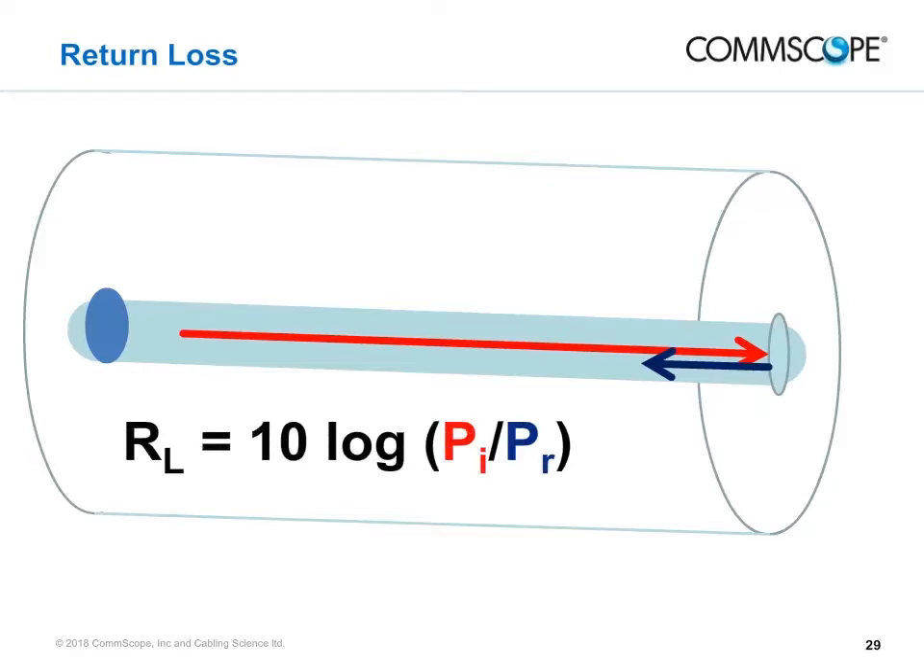Return loss is a measure of the incident power that is reflected back toward the opposite end of a cable from a termination or other discontinuity in the characteristic impedance of the cable. The formula for return loss is R sub L equals 10 log P sub I divided by P sub R, where P sub I is the power level of the incident signal and P sub R is the power level of the reflected signal. A high return loss indicates that two cables are well matched.